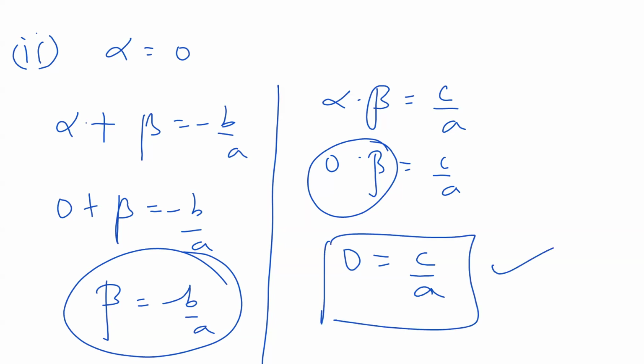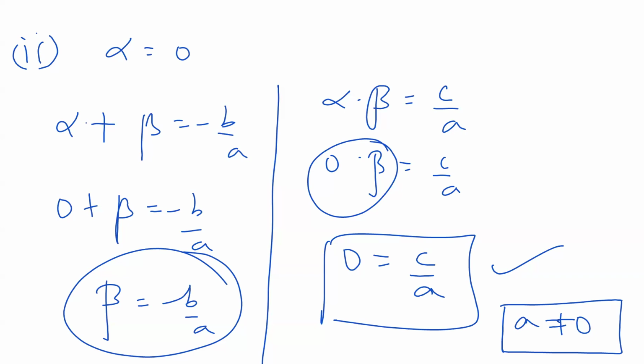So this is the condition. C upon A is equal to 0, correct? But then A cannot be equal to 0, because if A is equal to 0, then this is going to be not defined. We require the value of C as 0. So for that, A cannot be 0.